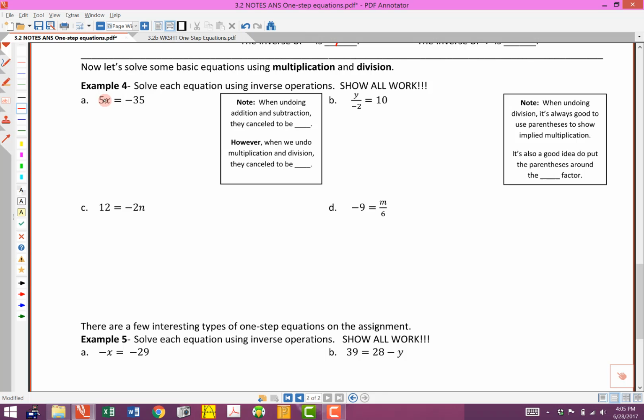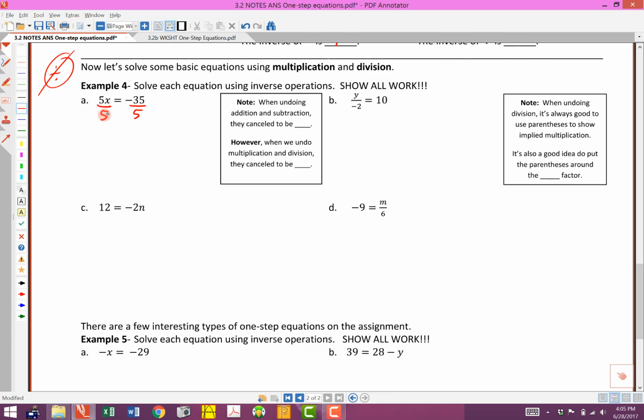So this is timesing by 5, 5 times x. So we need to undo multiplying by 5. We undo multiplying by 5 by dividing by 5. So make sure you're using that horizontal fraction bar. We really get away from using this once we get to 7th grade or so. So we're going to divide both sides by 5.